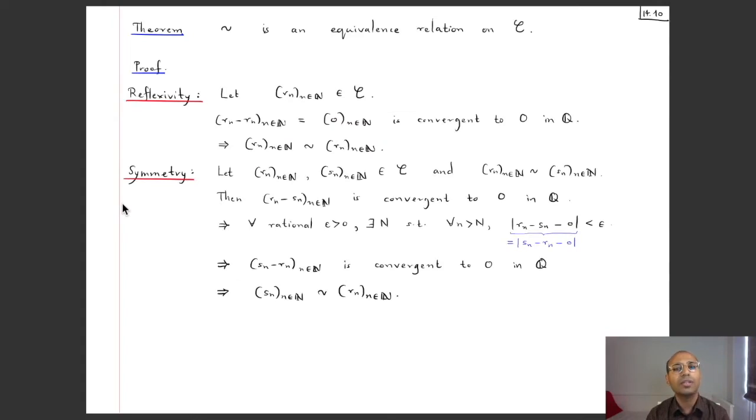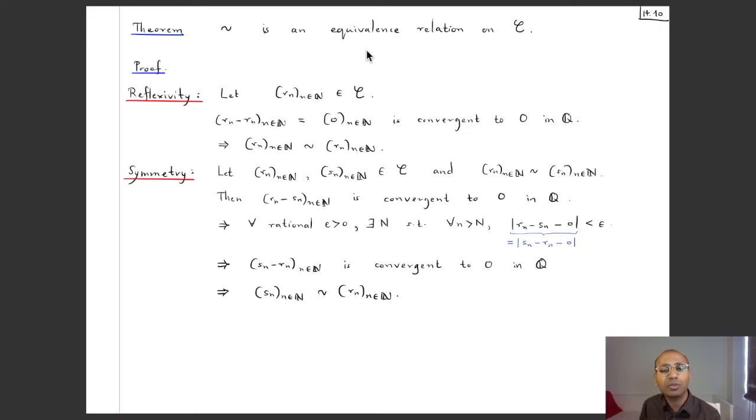We will now show the theorem that this relation that we just introduced on the set of all Cauchy sequences in Q, this relation is an equivalence relation. So we want to check that this relation has the properties of reflexivity, symmetry, and transitivity. Let's begin with reflexivity.